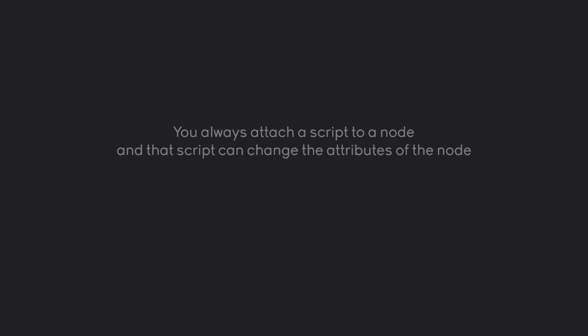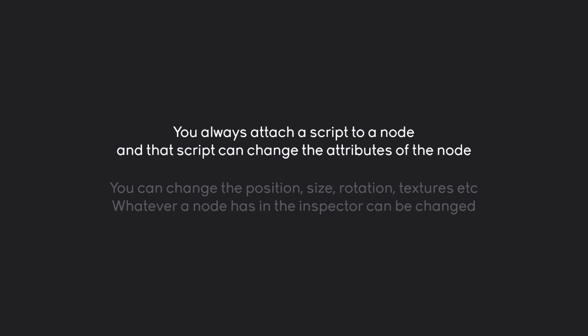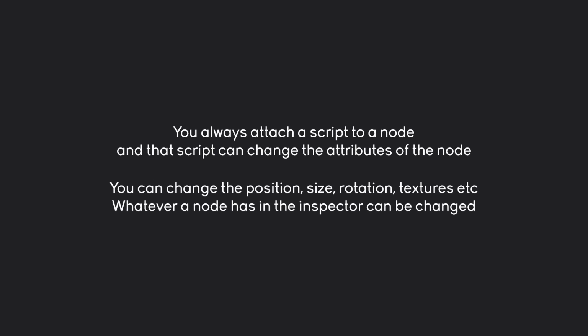But anyway, when we are writing code in Godot, we are always attaching a script to a node. And then this script can change the attributes of that node. This can be quite a few different things. For example, you could change the position, size, rotation, texture of whatever node you are working with. If there's an attribute in the inspector, you can change it via code. Let's have a look at that actually.